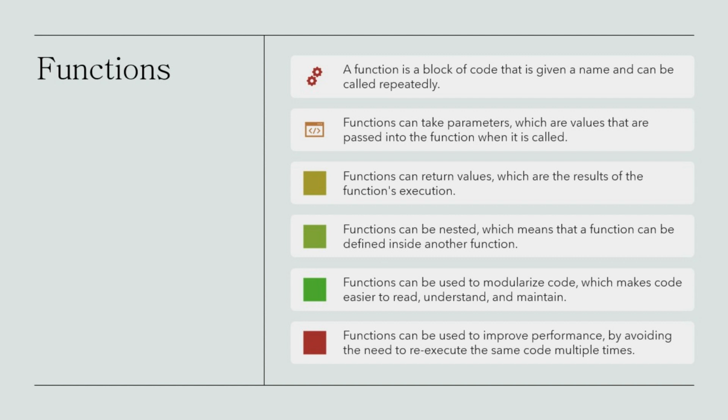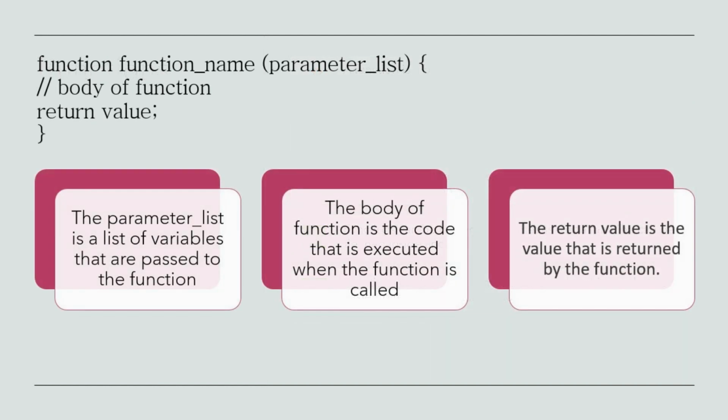Here's how a function is defined. In this example, we define a function called function_name with a parameter list inside the parentheses. The body of the function contains the code to be executed when the function is called. Finally, the return statement specifies the value to be returned by the function.